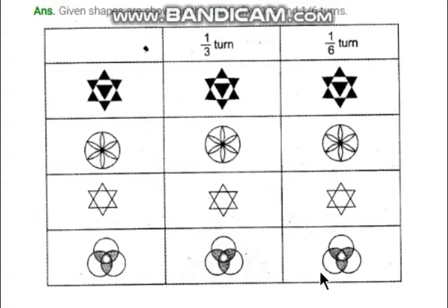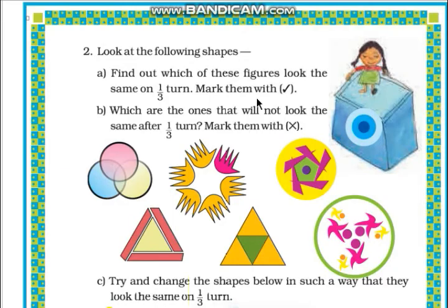Here, children, a figure which looks the same on 1/6 turn will also look the same on 1/3 turn. Here also it will look the same, because 2 1/6 turns is equal to 1/3 turn. So children, let's move on to the next page.